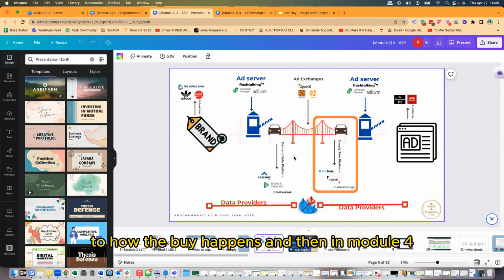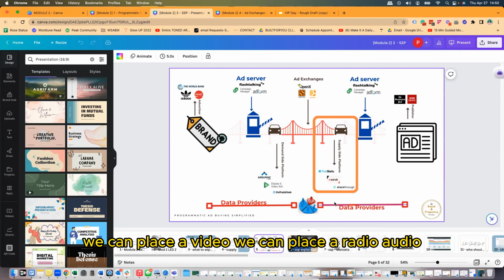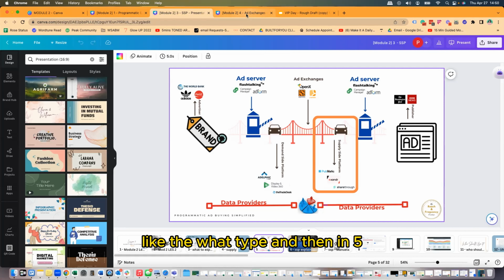And then in module 4, we understand the type of placement. So we can place an image, we can place a video, we can place a radio audio, we can place it on, like I said, a Roku channel, or we can place it on YouTube, or we can place it in digital out of home. So it'll be like the placement, the what type.